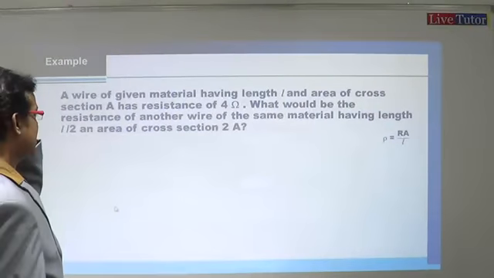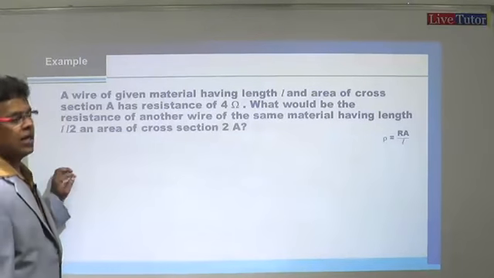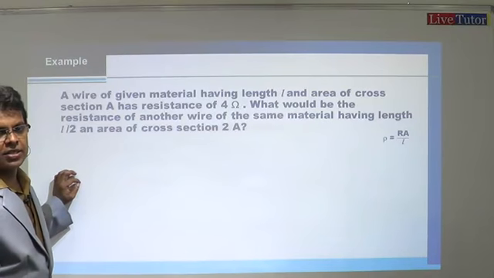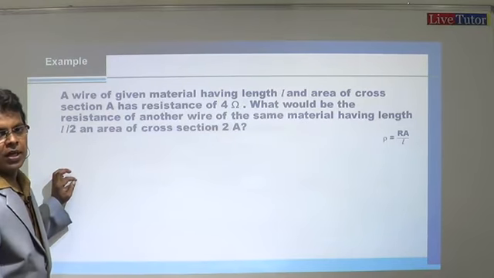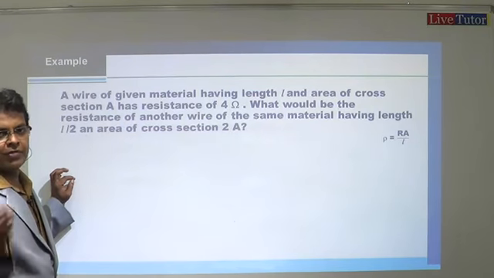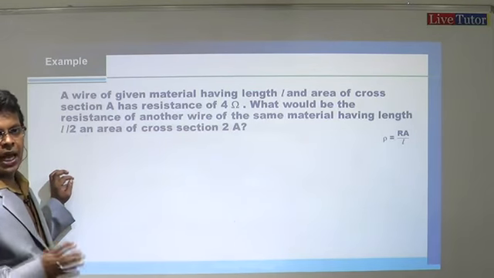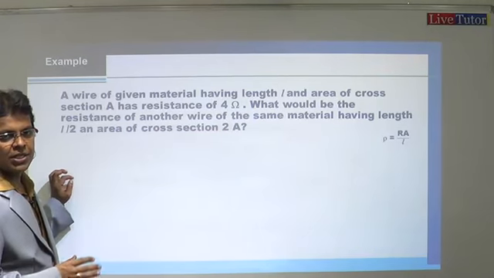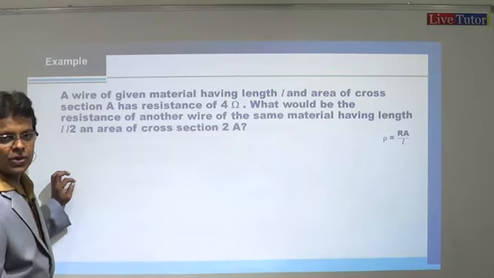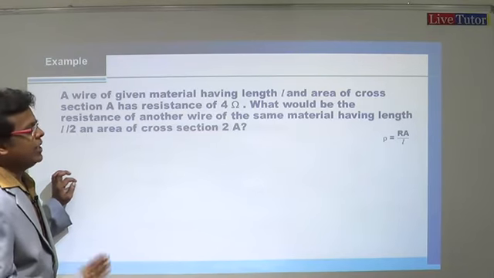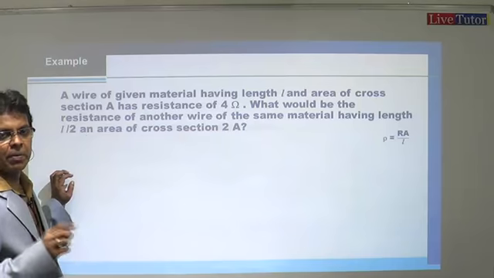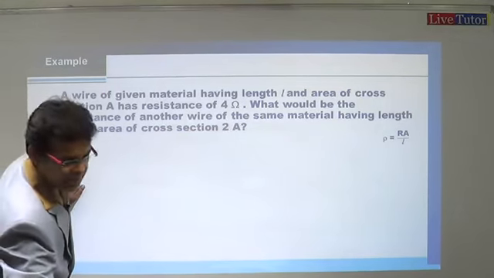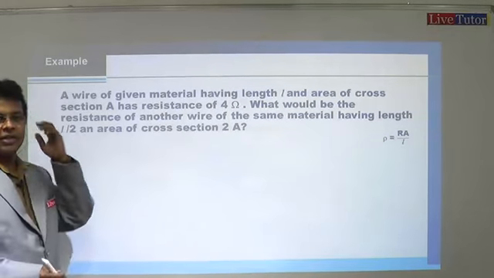The next question is: a wire of given material having a length L and area of cross section A has a resistance of 4 ohms. Now what would be the resistance of another wire of the same material having length L by 2, half of that, and area of cross section twice that area? So we are given 2 wires. By comparing these 2 wires, we are going to find out the resistance of the second wire.